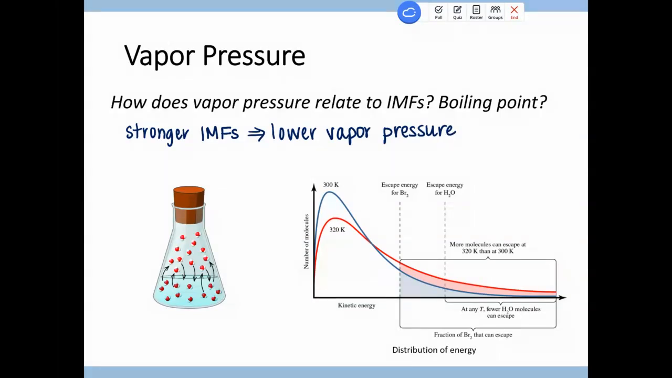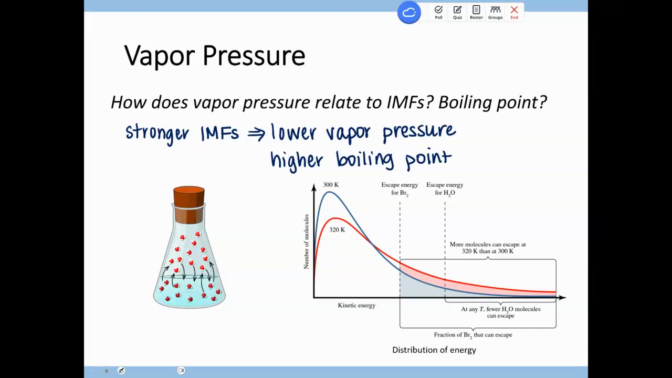Stronger intermolecular forces also means more energy is required for that substance to become a vapor, which means you have a higher boiling point. More energy is required for that substance to release enough particles into the gas phase for the vapor pressure to equal atmospheric pressure, and that's when it boils.